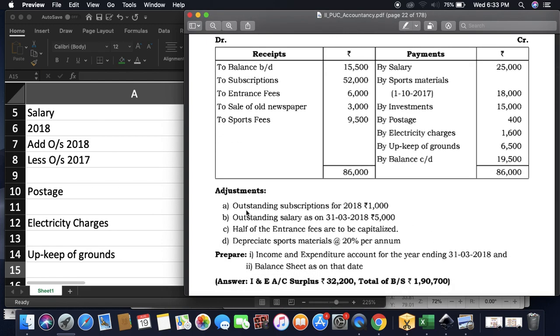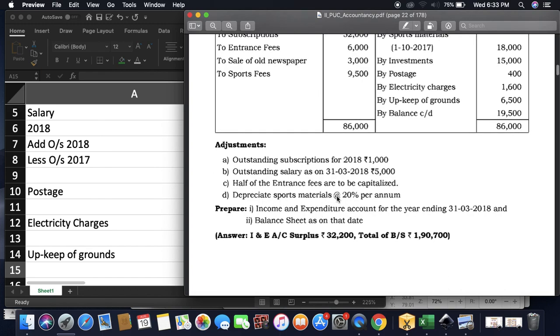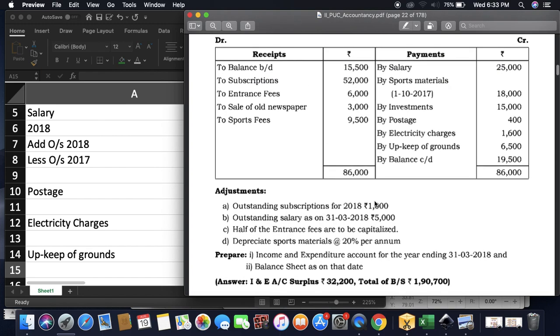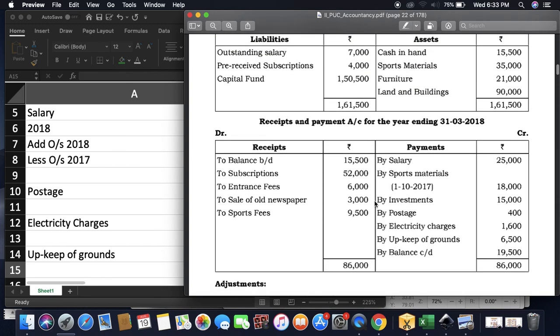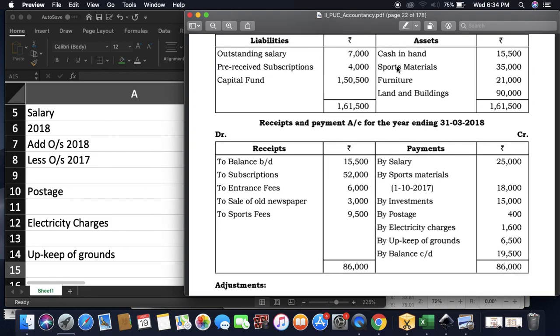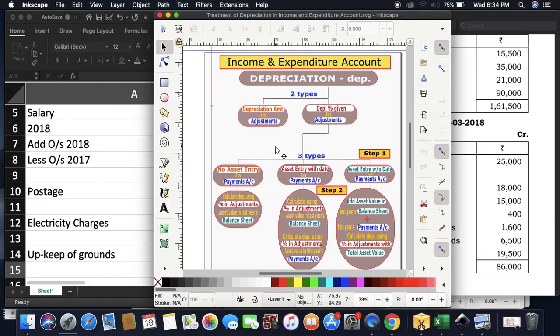Okay, so then outstanding subscription, this is related to income. Outstanding salary, we've taken care of it. Entrance fees to be capitalized, I'll discuss this when we are discussing income. Depreciate sports material at 20%. Okay, so here there is an important thing, depreciation. Now you can see there is sports material here as well as over here. Okay, now let's go to depreciation and see what's the case. So let me reduce this and increase this.